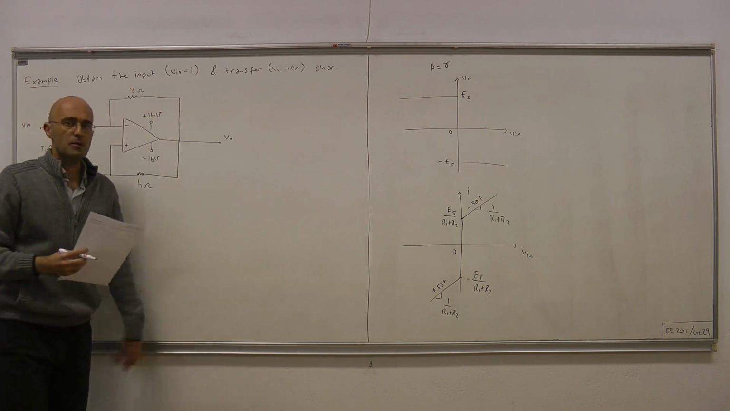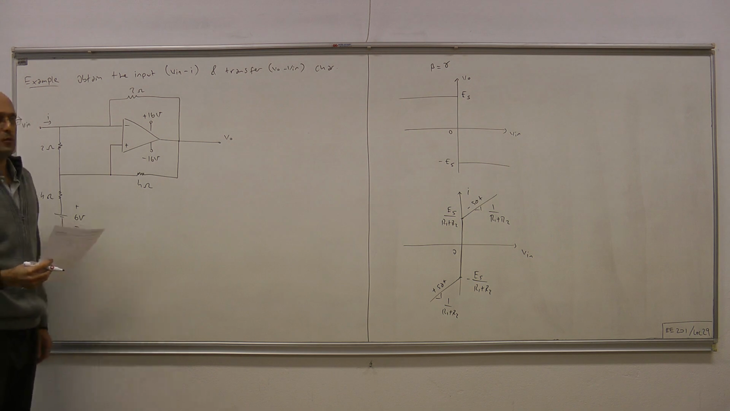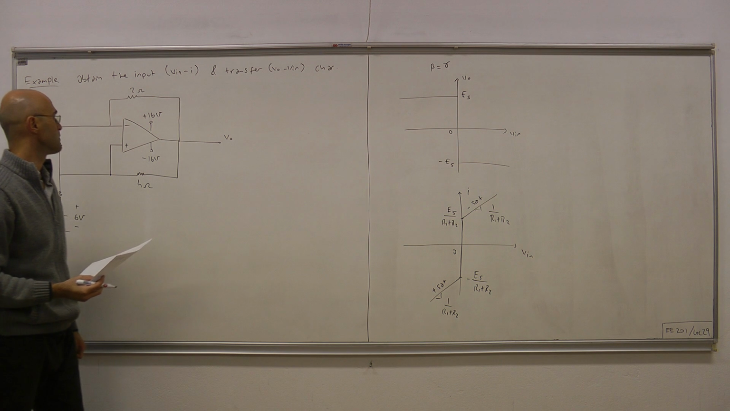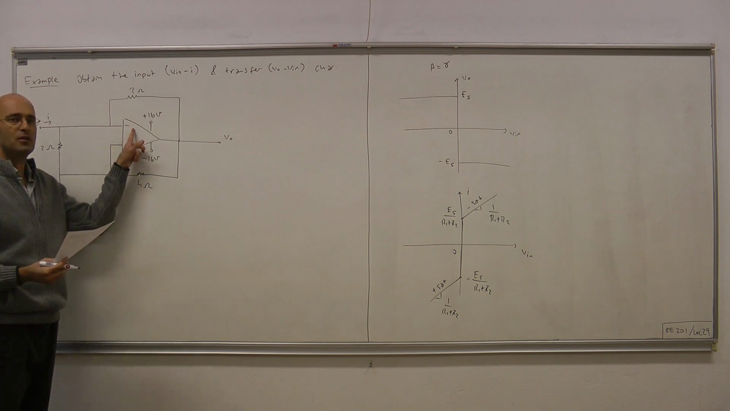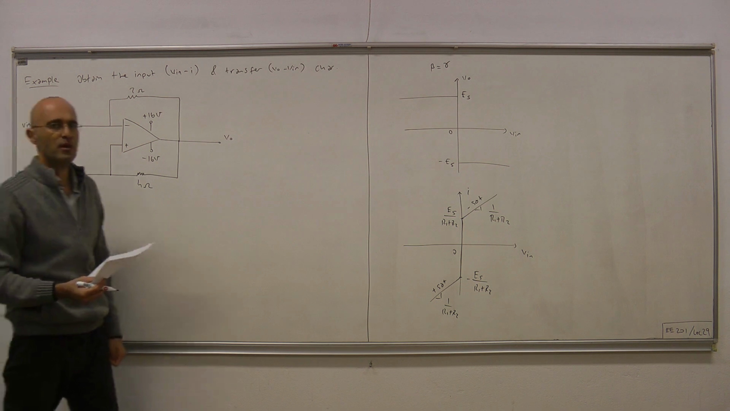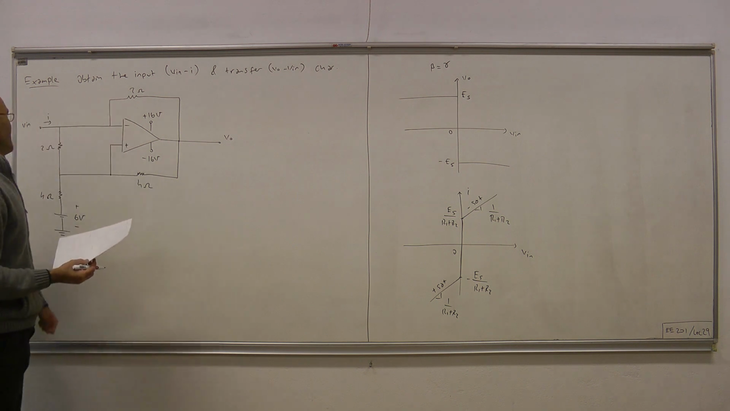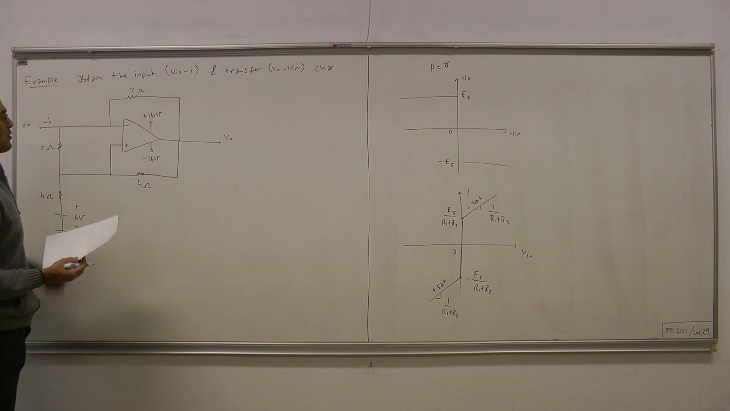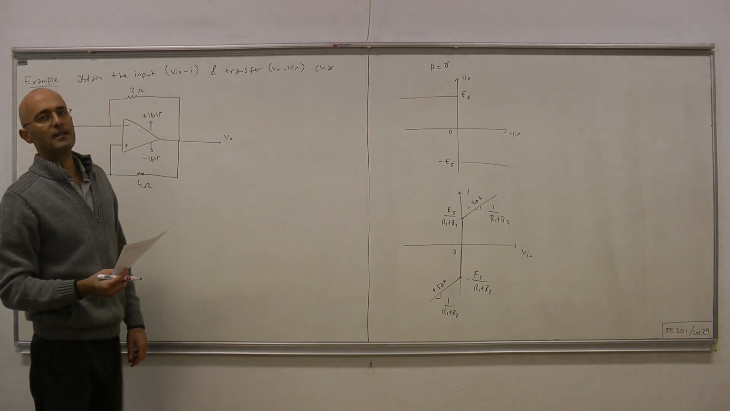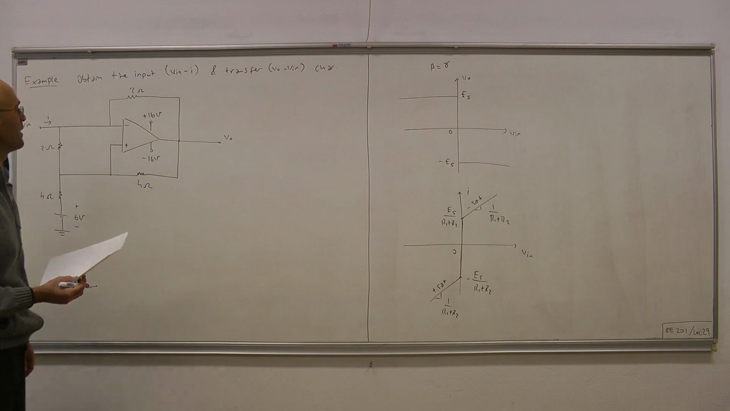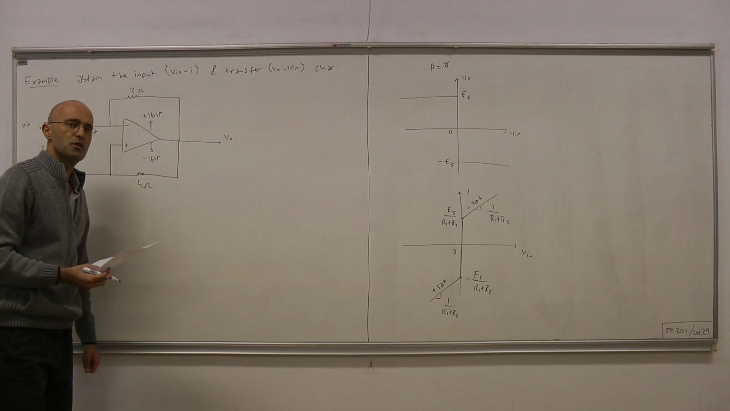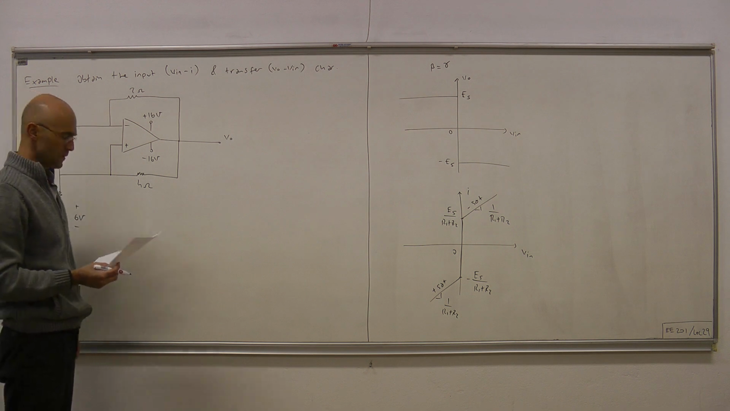Okay. Now what we're going to do is the same as what we did in all previous examples. Obtain V minus in terms of input and output voltage. Obtain V plus in terms of input and output voltages. And also obtain current in terms of input and output voltages. And those expressions will be valid in all regions. And then once you have those expressions in your hand, you can start region by region analysis.